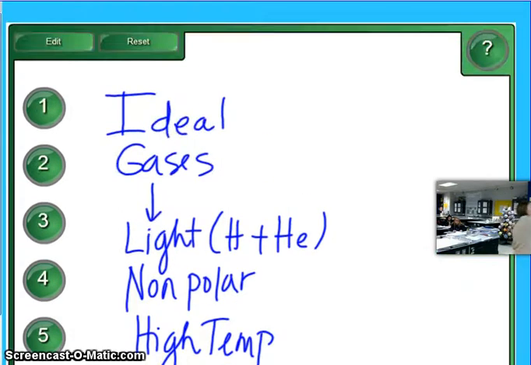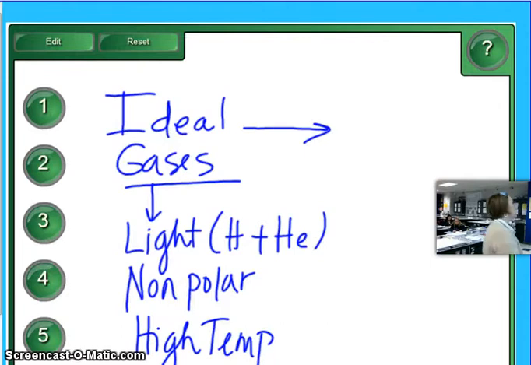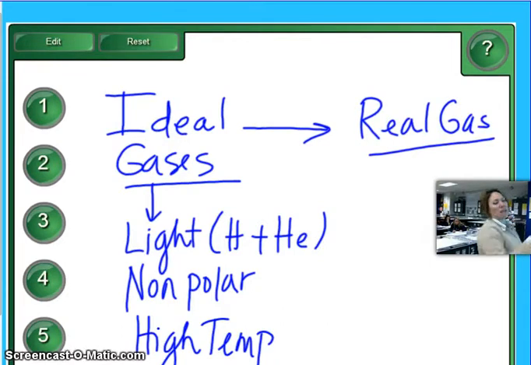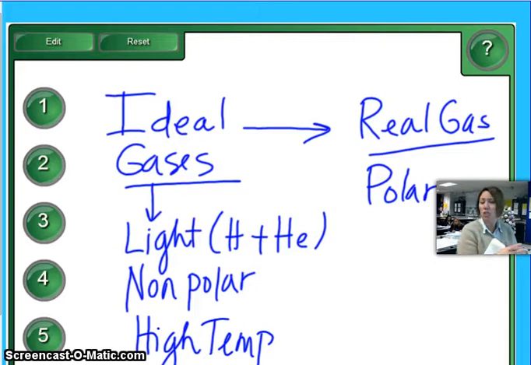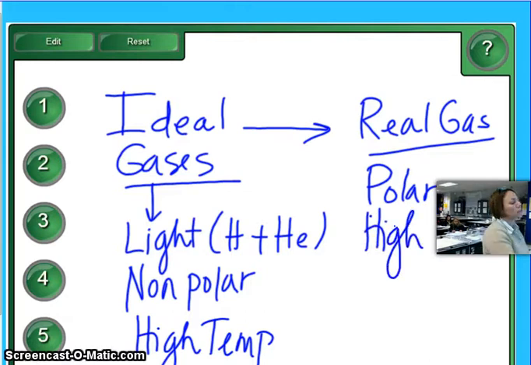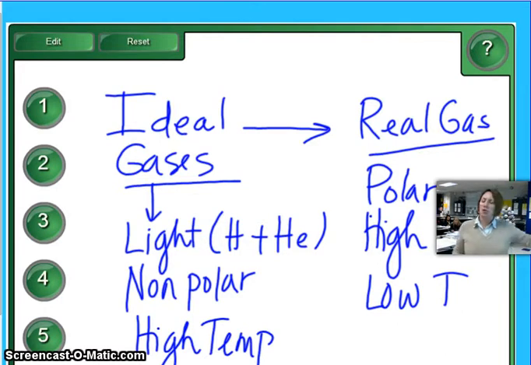When you deviate from these conditions, we no longer call you an ideal gas, we call you a real gas. And the gases that are most likely to deviate from this behavior are those that are polar, because they'll start to attract each other, right? Polar molecules have partial charges, and so they'll begin to attract each other. And if you smush the gas, so if you have high pressure and low temperature, a gas will deviate from ideal behavior. But all ideal behavior means is you follow those rules that we just listed on the last page.